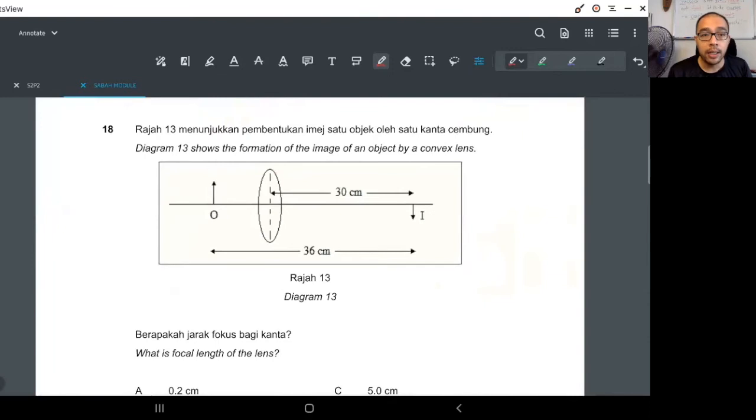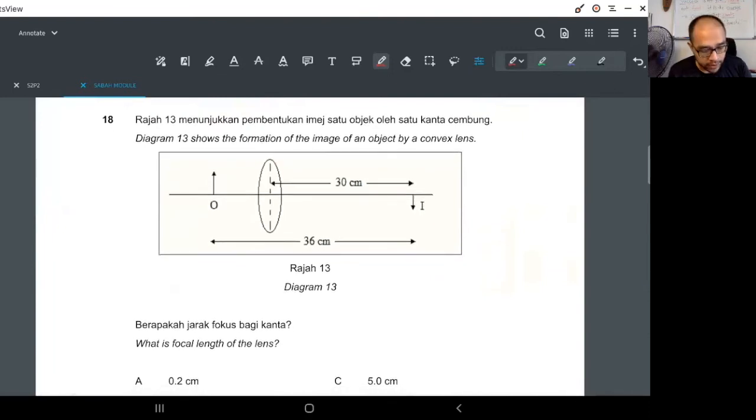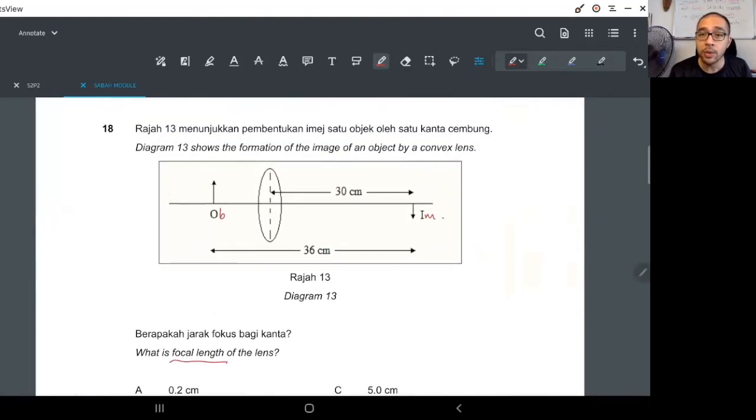Okay, diagram 13 shows the formation of image by object in the convex lens. We're going to assume this is the object and this is the image. What is the focal length of the lens? This is a calculation question. In lens, there are only two possible formulas. 1 over f equals 1 over u plus 1 over v. And the other one is the magnification, which is v over u or hi over ho, depending on what is given. But the more popular one is this.